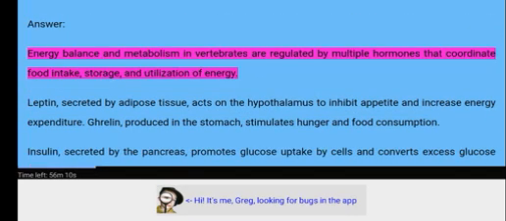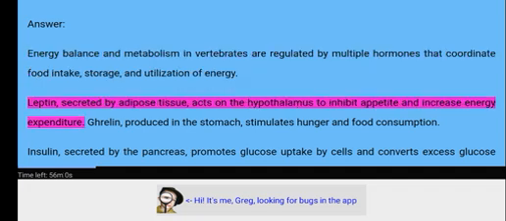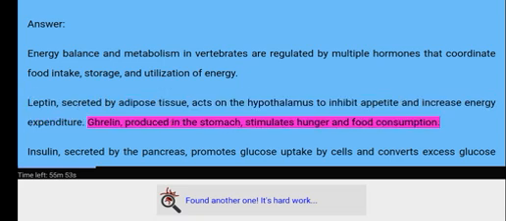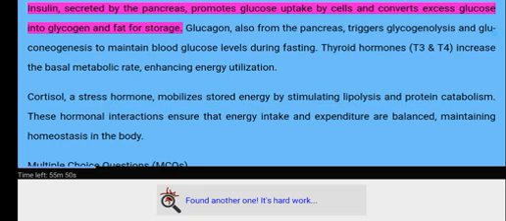Energy balance and metabolism in vertebrates are regulated by multiple hormones that coordinate food intake, storage, and utilization of energy. Leptin, secreted by adipose tissue, acts on the hypothalamus to inhibit appetite and increase energy expenditure. Ghrelin, produced in the stomach, stimulates hunger and food consumption. Insulin, secreted by the pancreas, promotes glucose uptake by cells and converts excess glucose into glycogen and fat for storage.